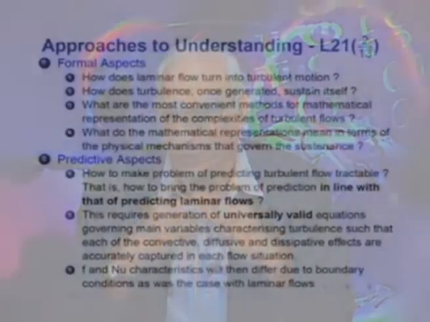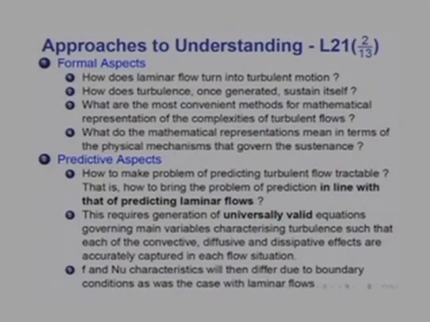In other words, turbulence somehow finds a way to sustain itself in spite of the friction at the wall and so on and so forth. In fact, the friction at the wall could well be the main contributor to sustenance of turbulence. So, we have to find that out. Third question would be, what are the most convenient methods for mathematical representations of the complexity of turbulent flows? How do you deal with randomness? There are many ways.